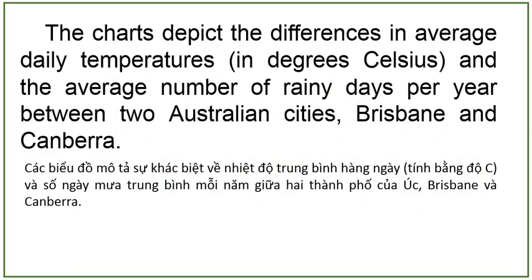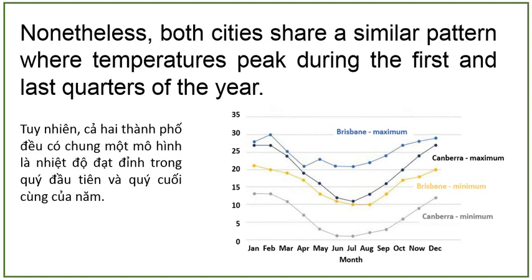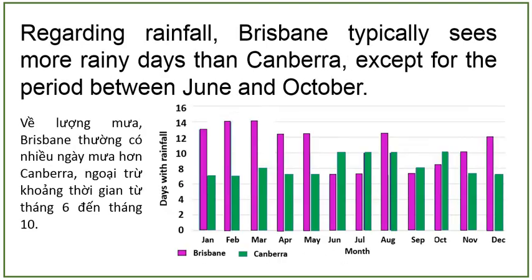The charts depict the differences in average daily temperatures in degrees Celsius and the average number of rainy days per year between 2 Australian cities, Brisbane and Canberra. The data indicates that Brisbane experiences significantly warmer temperatures compared to Canberra. Nonetheless, both cities share a similar pattern where temperatures peak during the first and last quarters of the year. Regarding rainfall, Brisbane typically sees more rainy days than Canberra, except for the period between June and October.